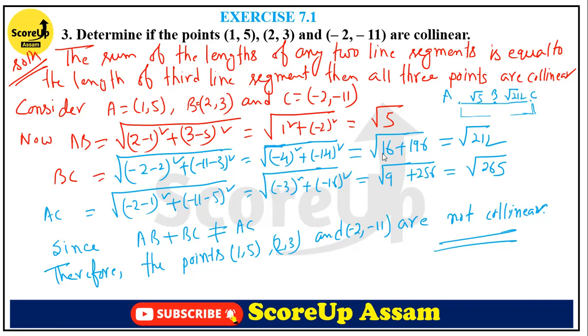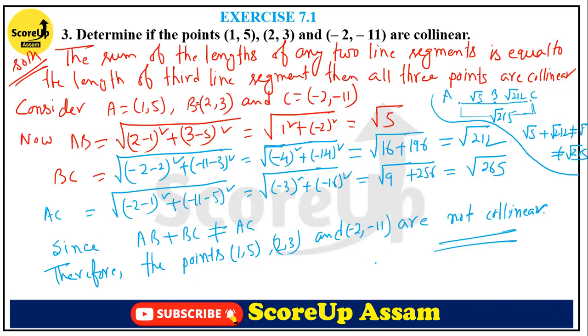Why? Because the length of AC is root over 265, and root over 5 plus root over 212 will not be equal to root over 265. This is just to explain to you. Don't write it in your fair copy.